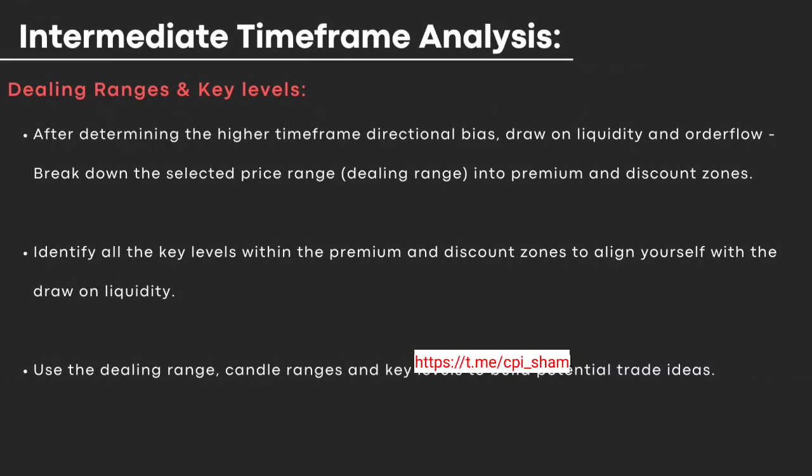Moving on, and then we're going to dive into dealing ranges and key levels for intermediate time frame analysis. First of all, after determining the high time frame draw on liquidity and directional bias, you're going to break down the selected price range or current dealing range into premium and discount zones. And then you're going to identify the correct key levels within these premium and discount zones and select them based on the market context and narrative.